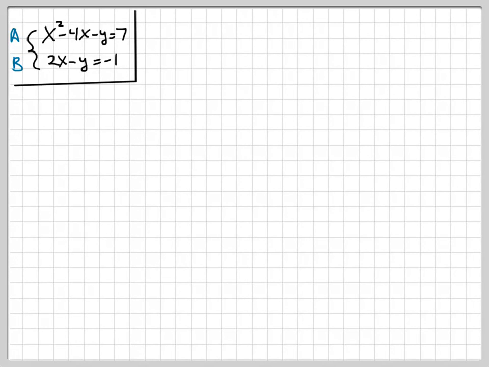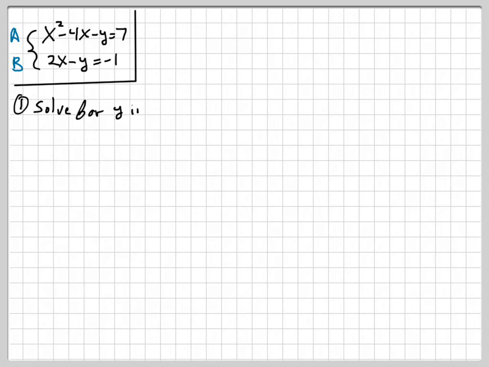This is an example of a system of equations that we did in section 7.1. And in this example, one of the equations is nonlinear. It's actually a parabola. The other equation, equation B, is just a straight line.